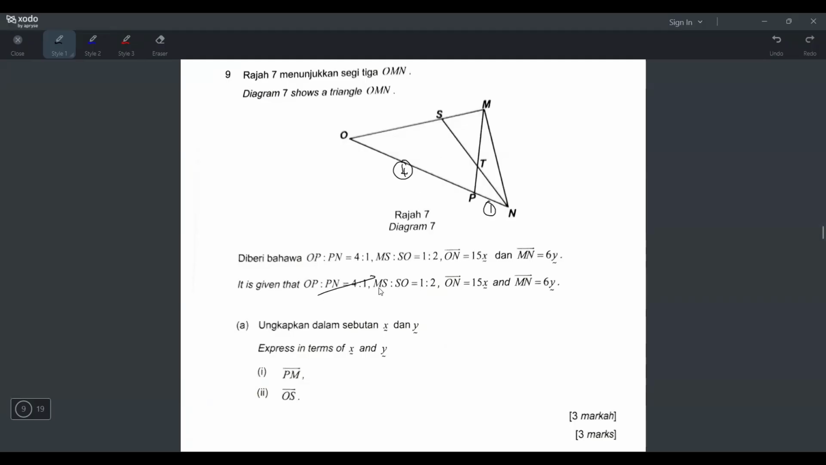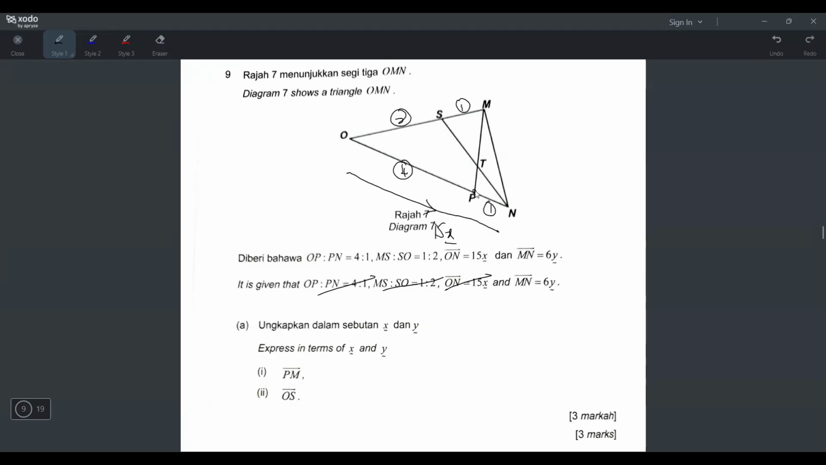So done. This one is MS, SO ratio 1:2. MS is 1, label. SO is 2. Make sure you circle. ON is 15x, label. When you label a vector, make sure you put the arrow like this. The arrow is very important, and then 15x.